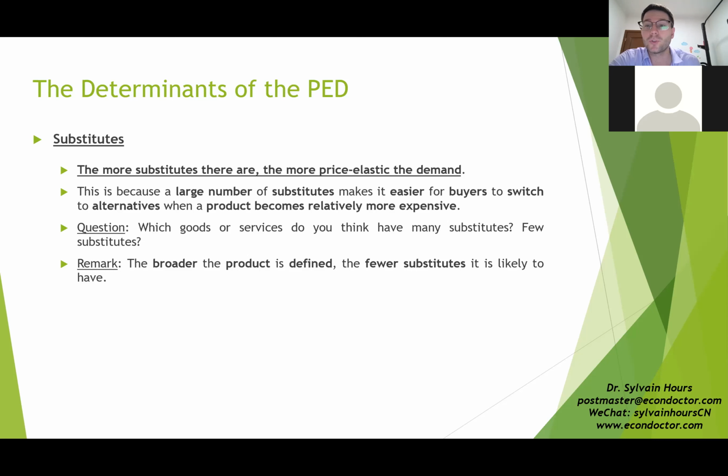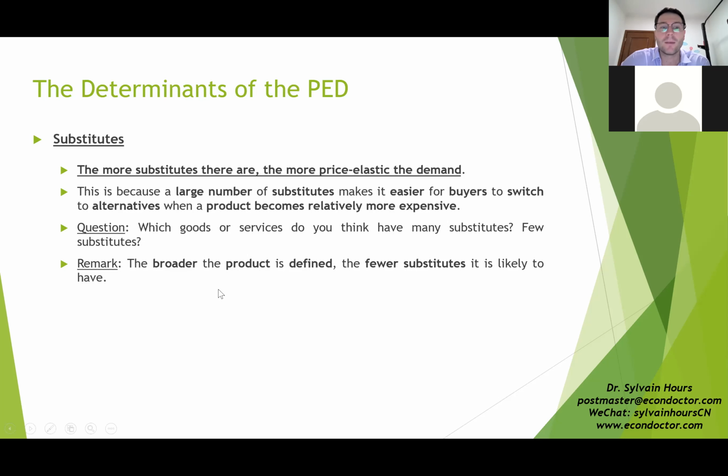So if one product becomes more expensive, you will just stop buying it and instead you will buy other varieties, other brands, for example. Which goods do you think have many substitutes? Okay, this is a nice class discussion that you may have with your students. Which products have few substitutes? And then you can discuss, so can we expect that the demand is elastic, inelastic? That's a good class conversation you can have with them.